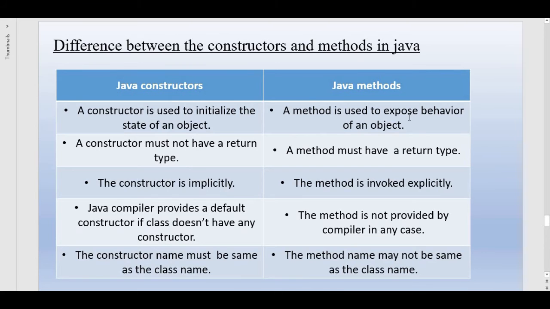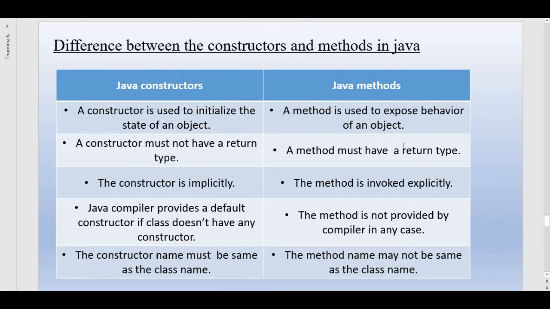The second one is that a constructor must have no return type. I told you, constructors have no return type. It is the rule in Java. But a method must have a return type. This is mainly the difference between constructors and methods.